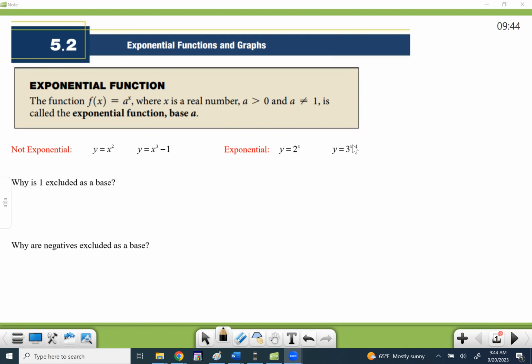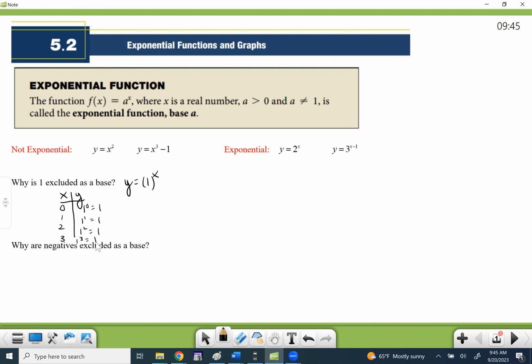And there's a little bit more to it. If you look at the directions, it says a cannot equal 1. One of the reasons a cannot equal 1 is just because it's boring. Imagine if you did have y equals 1 to the x power. It doesn't really matter what you substitute in. If you had 1 to the 0 power, anything to the 0 power is 1. If you have 1 to the first, it's 1. If you have 1 to the second, that's 1 times 1, which is 1. If you have 1 to the third, that's 1 times 1 times 1, that's still 1.